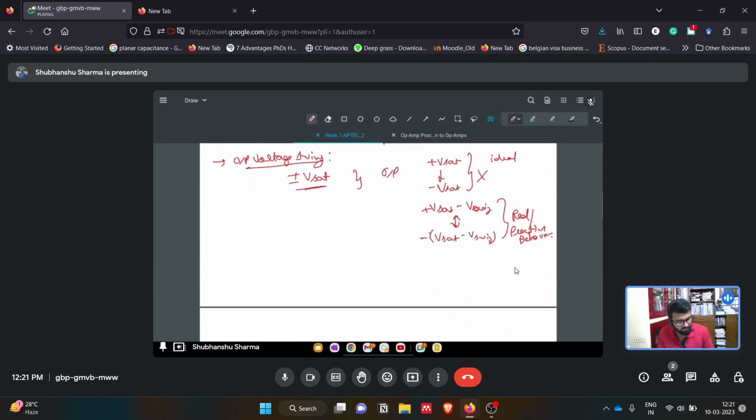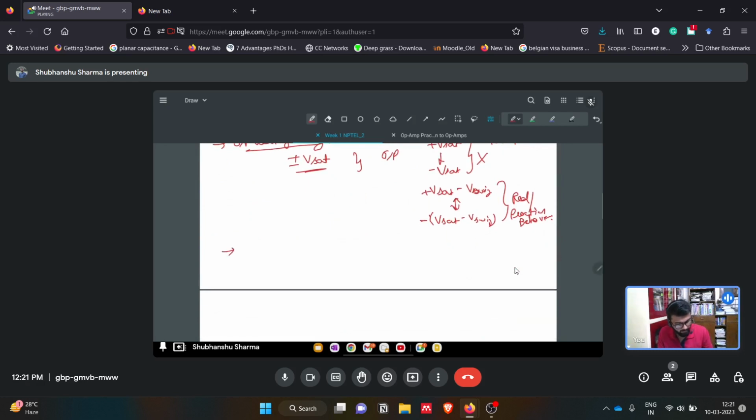Then there is one more, PSRR, that is power supply rejection ratio. It is also given in dB scale, and it shows that while we are giving power to the op amp, there is a chance of noise entering through that when we are using the op amp at high frequencies. So to avoid that, there is a power supply rejection ratio of the op amp. So it should also be high.